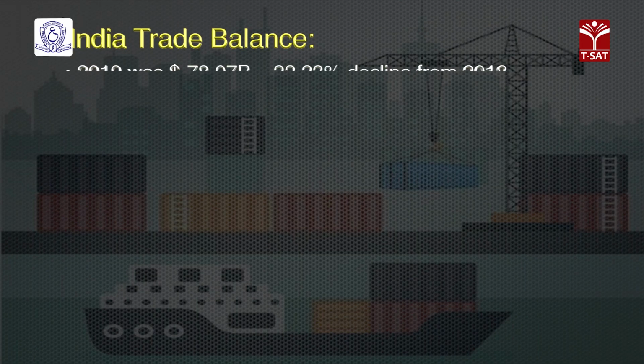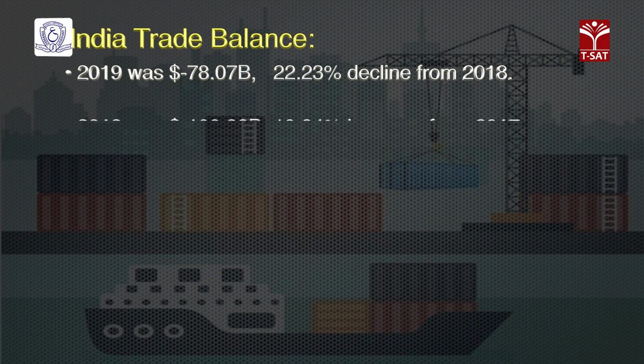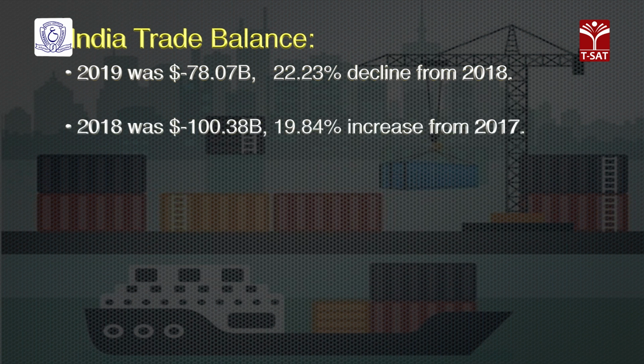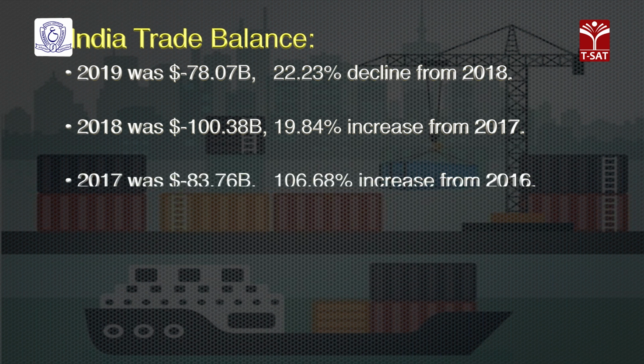External balance on goods and services, formerly resource balance, equals exports of goods and services minus imports of goods and services. Previously, non-factor services were also included. Data are current, in US dollars. India's trade balance for 2019 was $78.07 billion, a 22.23% decline from 2018. Compared to this, India's trade balance for 2018 was $100.38 billion, a 19.84% increase from 2017.